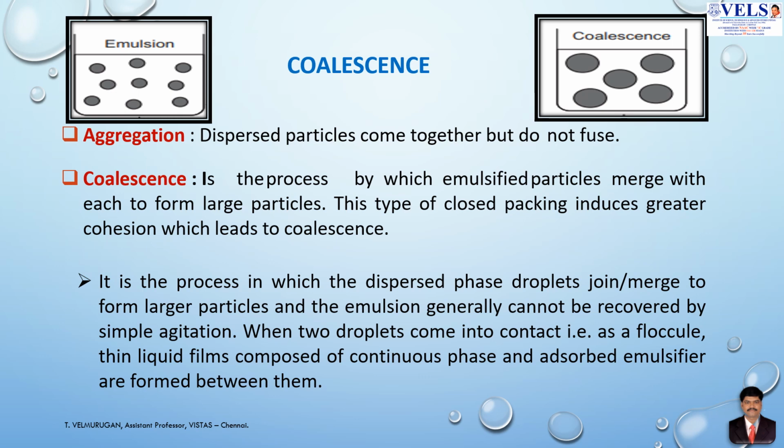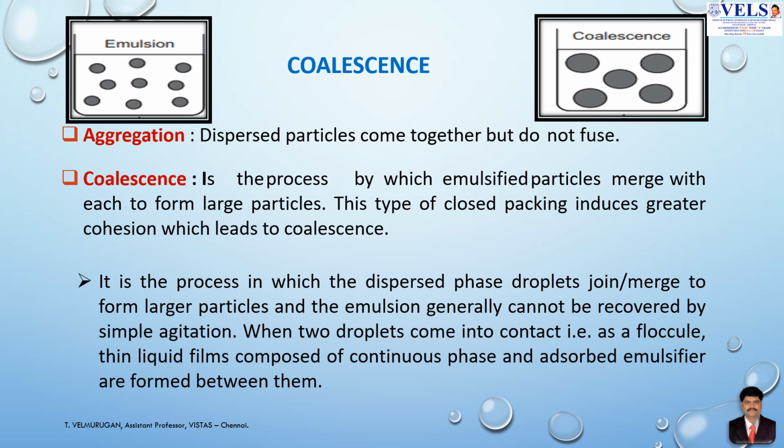Coalescence is the process in which the dispersed phase droplets join or merge to form larger particles, and the emulsion generally cannot be recovered by simple agitation. If you do simple agitation, you cannot make the normal emulsion because coalescence has already formed.